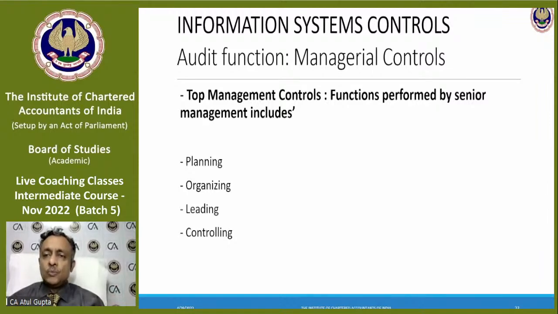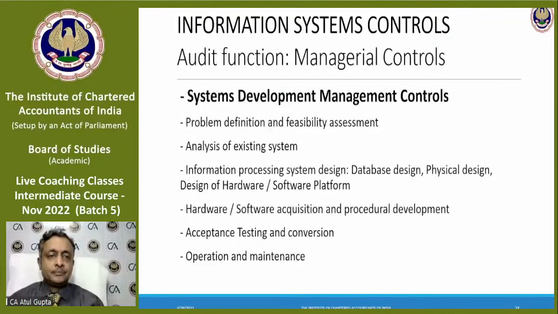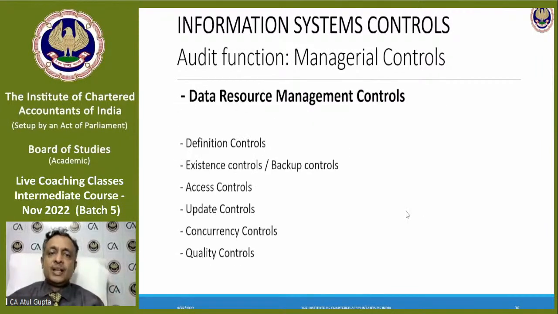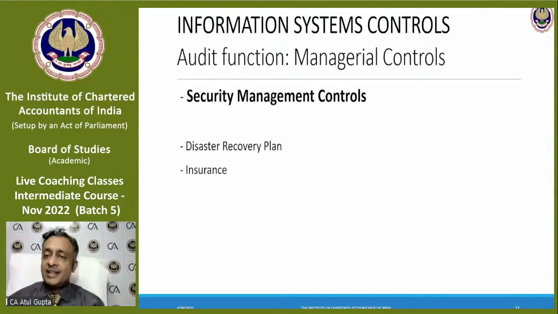Top management controls include planning, organizing, leading, controlling, system development, problem definition, analysis of existing system, design, hardware, software acquisition, acceptance testing, conversion, operation, and maintenance. That we did from the module itself. Data resource management included definition of data, existence, backup controls, access control, update controls, concurrency, and quality controls. Security management: disaster recovery plan, and insurance. Four plans are part of disaster recovery: emergency plan, backup plan, recovery plan, and test plan.